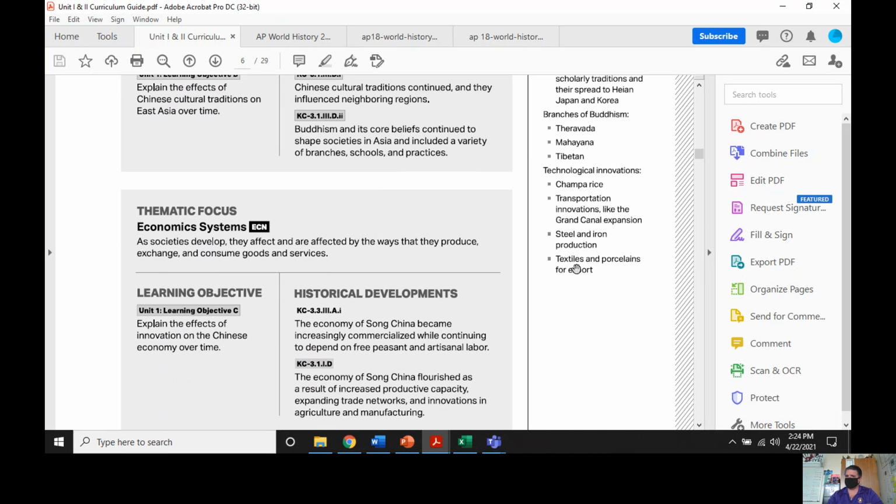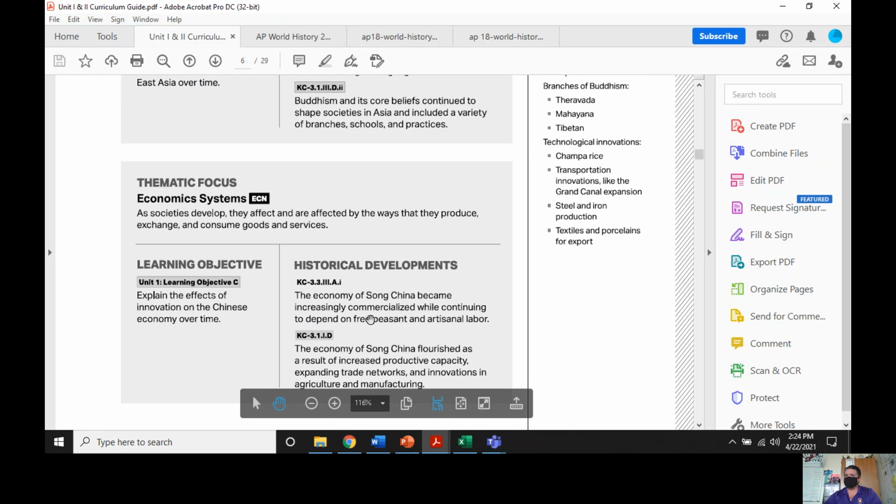Again, textiles, cloth, a lot of it silk, and porcelain. You couldn't get that anywhere else. They were very adept at steel and iron production. Again, they are economically very stable because of trade, because of their innovations, because of their dedication to facilitating trade.